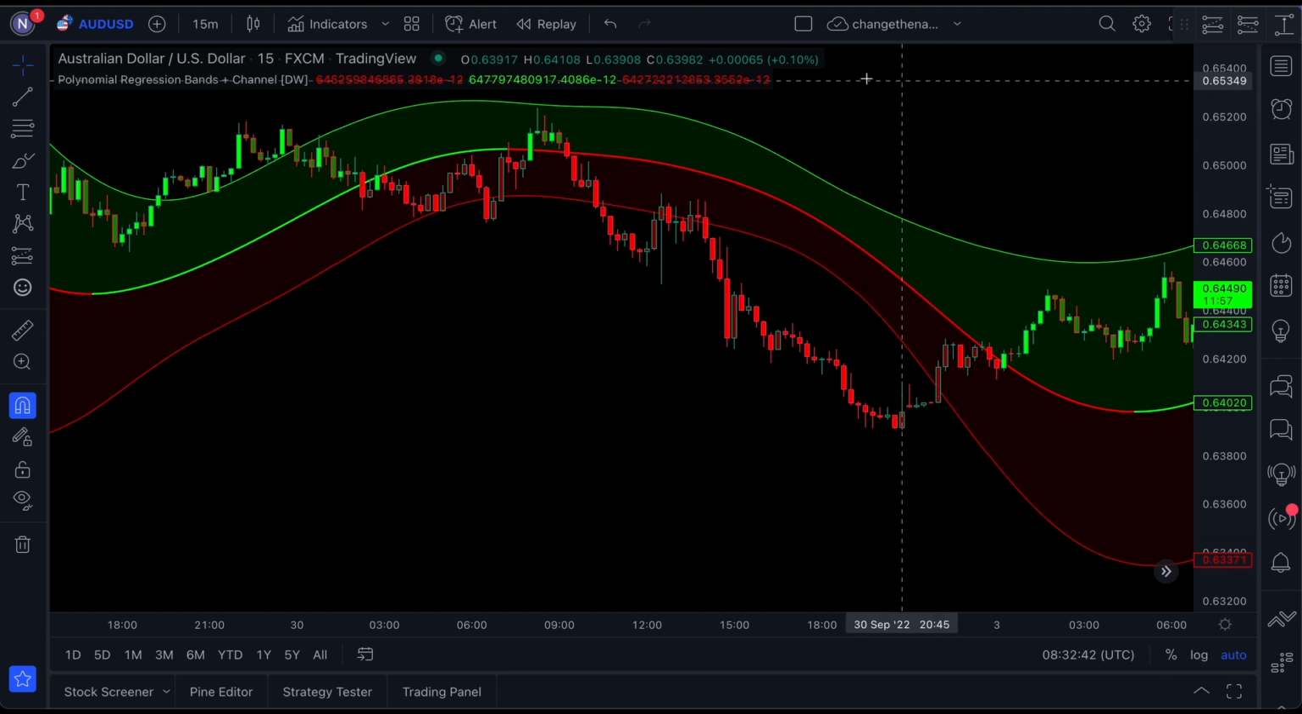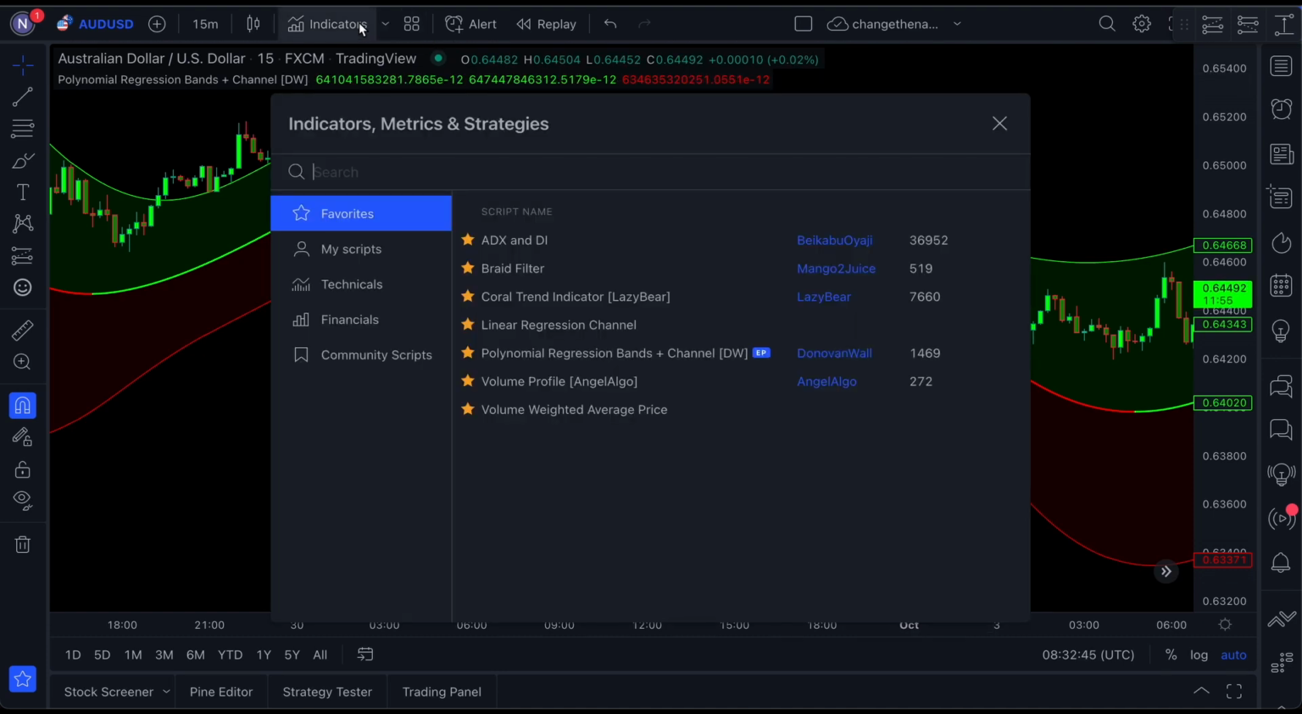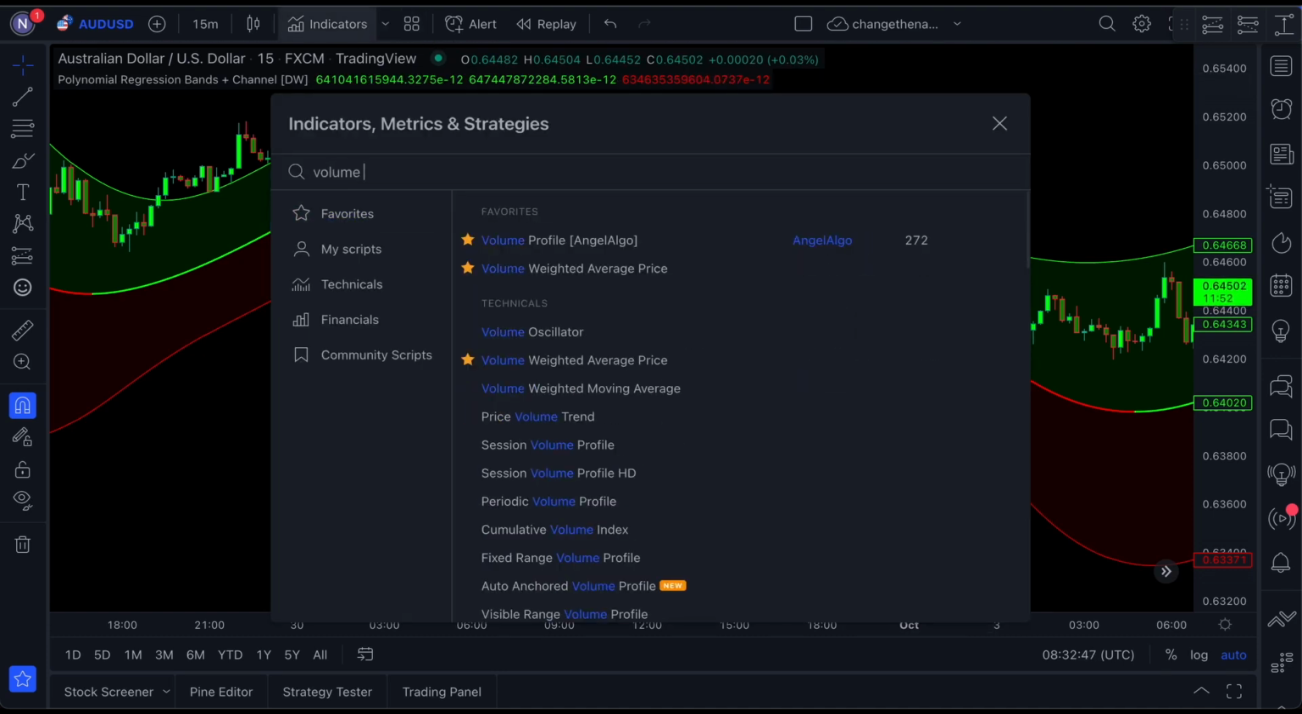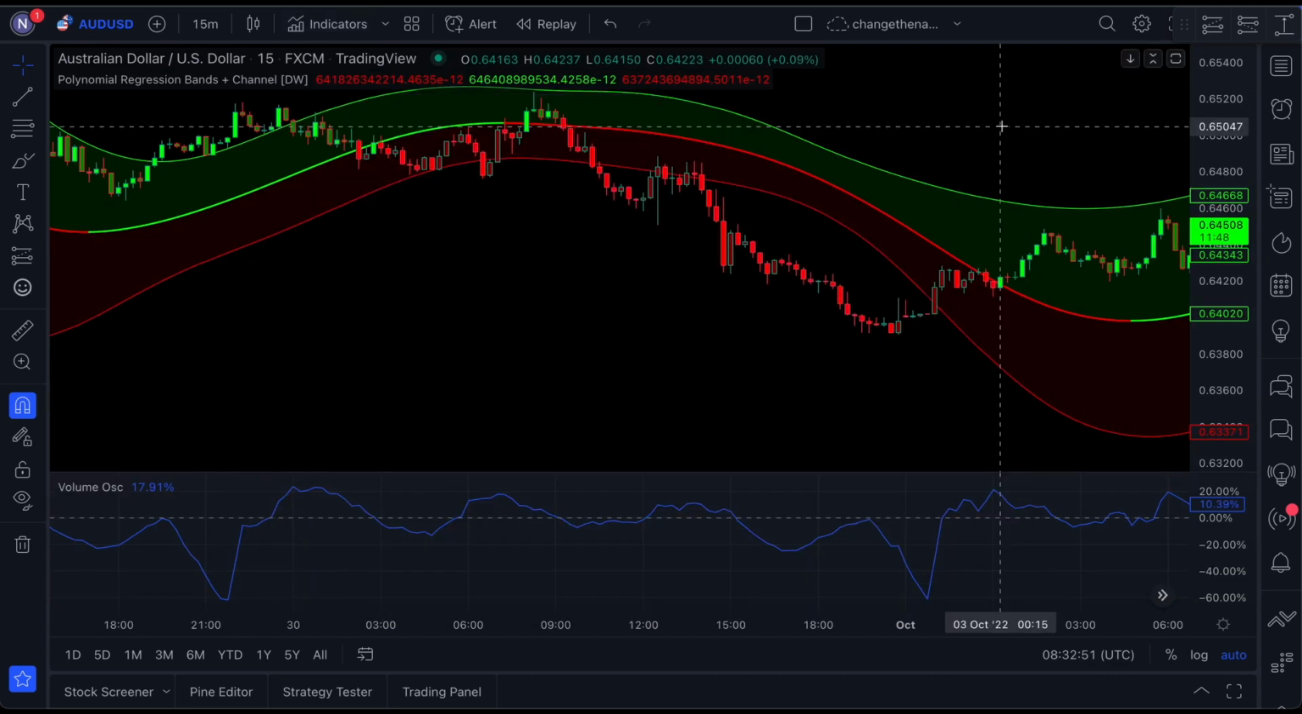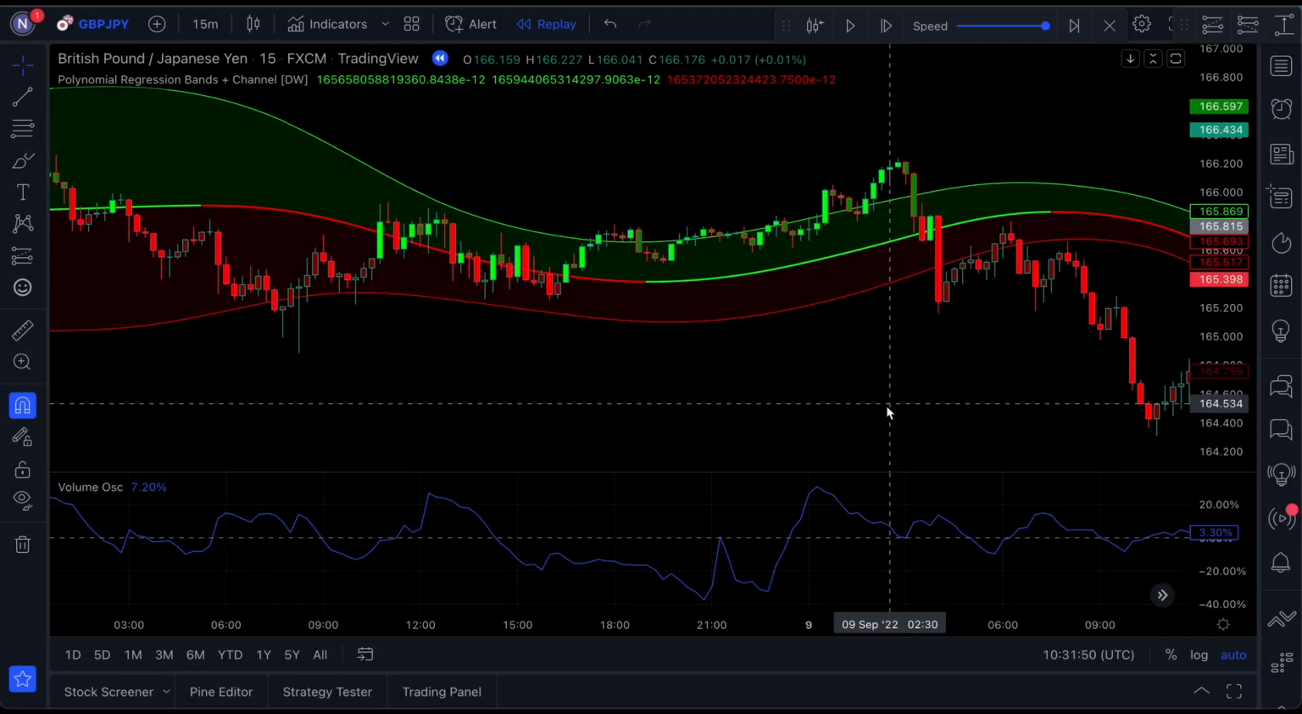We do need one final indicator, so again heading up to the Indicators tab and searching for Volume Oscillator. This is probably one of my all-time favorite indicators because it does such a good job at filtering out losing trades. Right, our setup is complete.